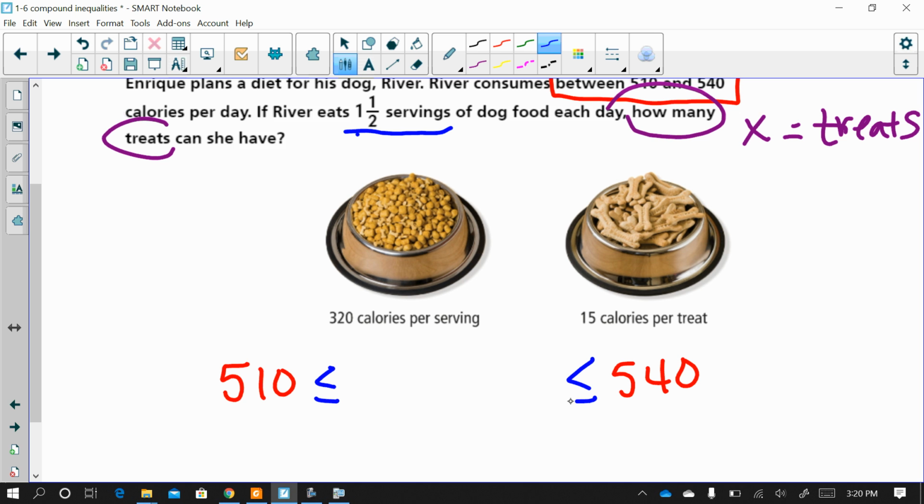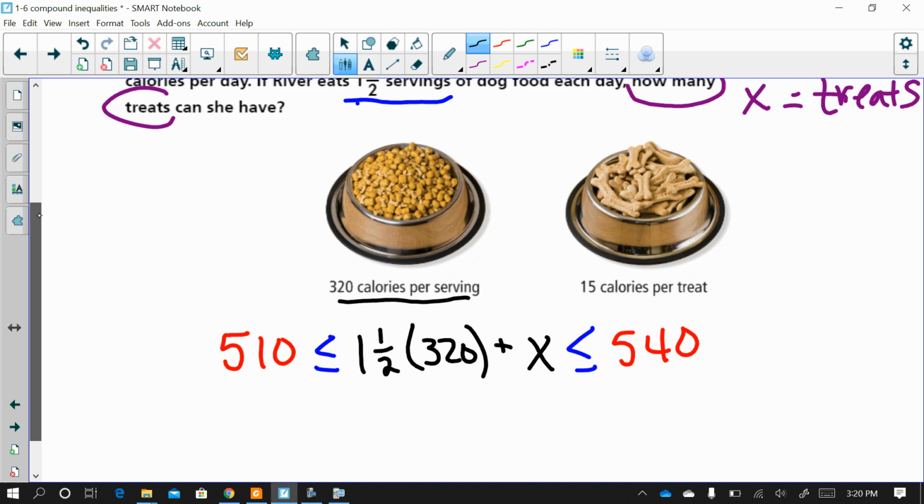So what does she eat each day? Well, she gets 1.5 servings of dog food. So we're talking about calories. So servings, that doesn't tell me anything about the calories. So down here, I have 320 calories per serving. So I'm going to have 1.5 times that 320. Okay, plus she's going to get treats. Okay, so plus, do we know how many treats she's getting? No, so we'll call that x. Okay, so now it's set up.